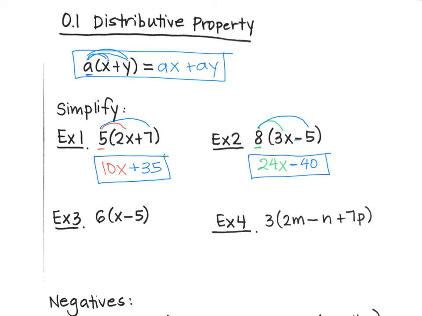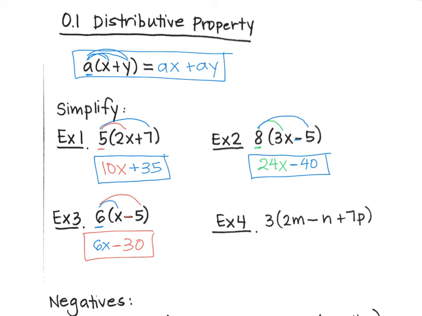Okay, for example 3, it's 6 times quantity x minus 5. So to simplify, I'm going to distribute the 6 to both terms inside the parentheses. So 6 times x, well, that's just 6x. There's a minus sign, so I'll go ahead and bring down the minus sign. 6 times 5 is 30. 6x minus 30 is my final answer.